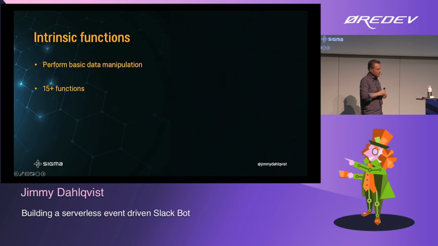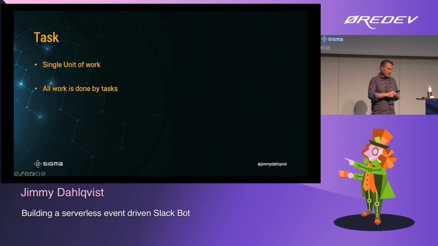Now, when we're talking about step function, it comes with some really interesting things that we need to talk about. First of all, intrinsic functions. Intrinsic functions is where we can do basic data manipulation on the events coming in without running any code. With the latest release, we have around 15 plus different functions. We can do array gets and string splits and string modification and things like that without writing any code of our own.